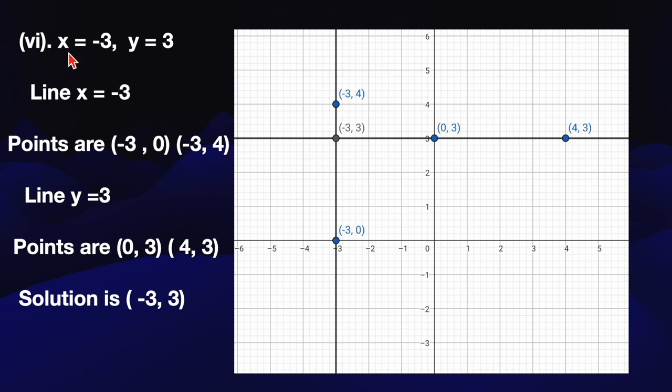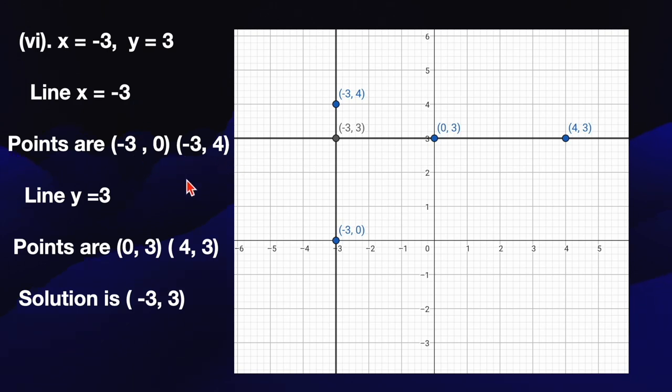Next sum 6. X is equal to minus 3, y is equal to 3. So for this equation, whatever is the value of y, the value of x will always be minus 3. So the points you can take as minus 3, 0, minus 3, 4. You can even say minus 3, 2, minus 3, minus 2. Or any point will satisfy this. Always the x coordinate will be minus 3.